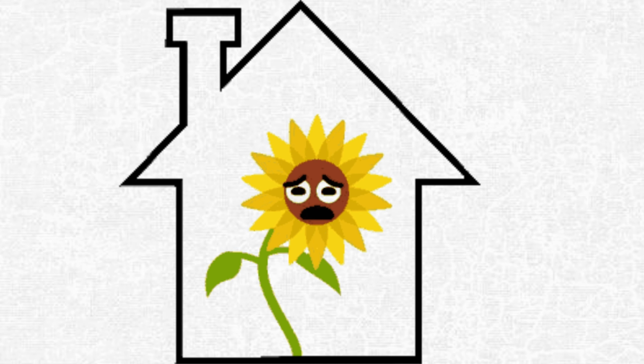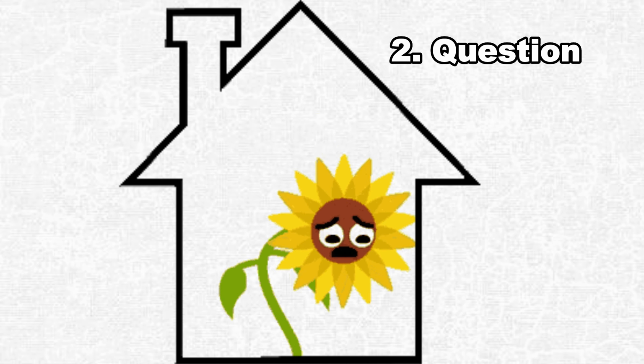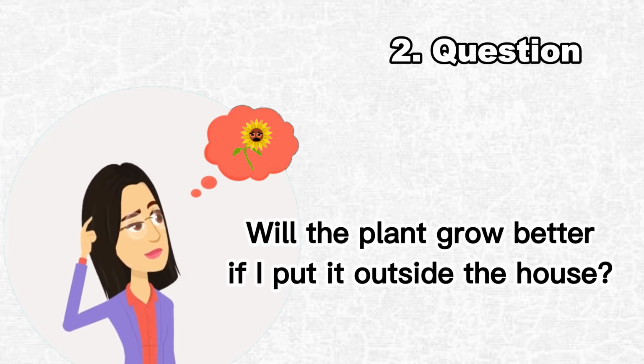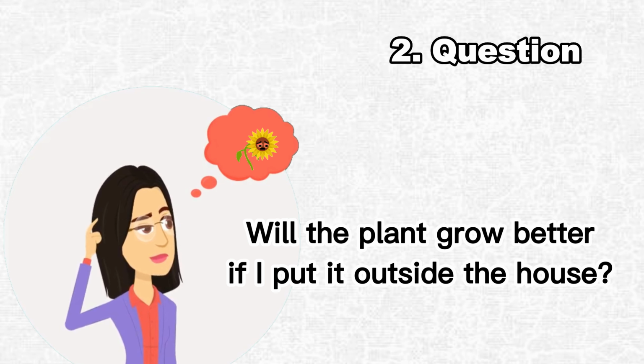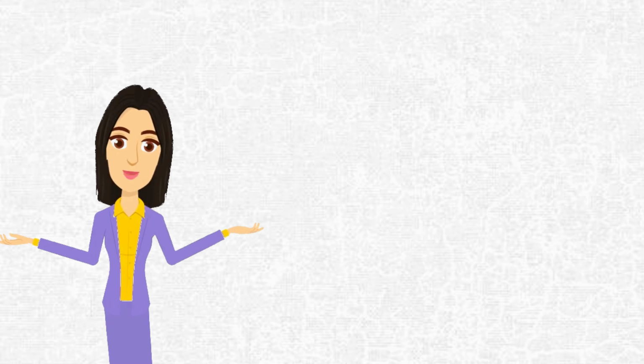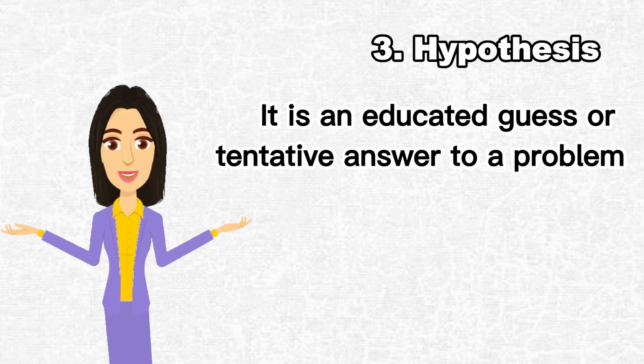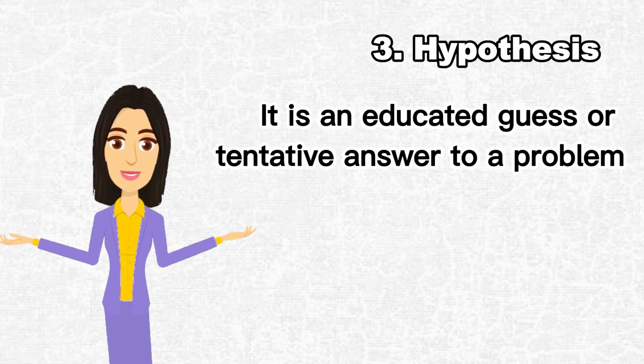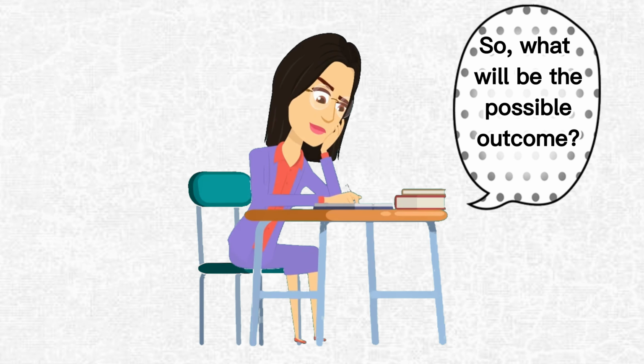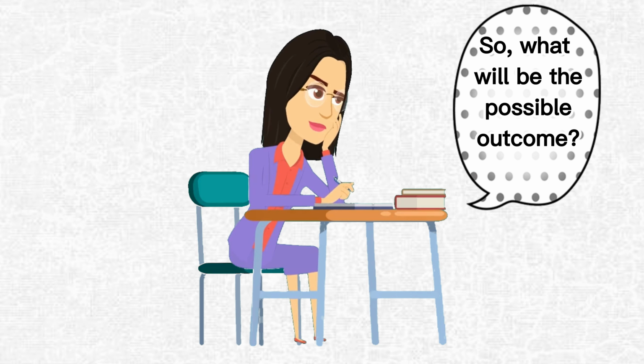So based on our example, our question would be like this: will the plant grow better if I put it outside the house? Now that you already came up with your question, the next step you'll need to do is to make a hypothesis. When we say hypothesis, it is an educated guess or tentative answer to a problem. In other words, you will predict the outcomes of an action that you will do based on your question.